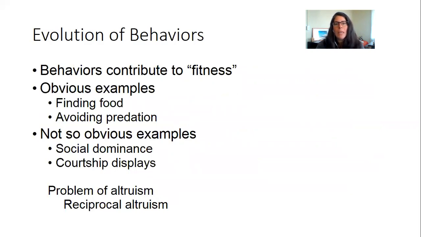Okay, so behaviors also contribute to fitness. There are some obvious examples of behaviors that help us to survive and reproduce, and that's finding food and avoiding predation. But not so obvious examples are things like social dominance and courtship displays or mate behavior. Another example of a not so obvious behavior that possibly evolved to contribute to fitness is altruism or reciprocal altruism, which we'll talk more about in a moment.